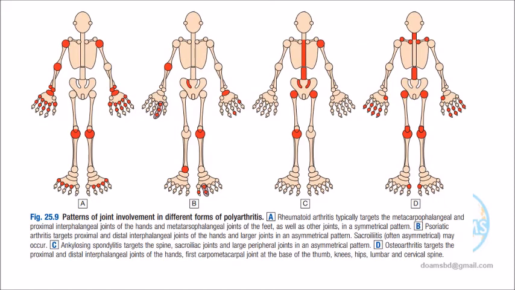Arthritis. A. Rheumatoid arthritis typically targets the carpal and proximal interphalangeal joints of the hand. Metatarsophalangeal joints of the feet, as well as other joints. Asymmetrical pattern.